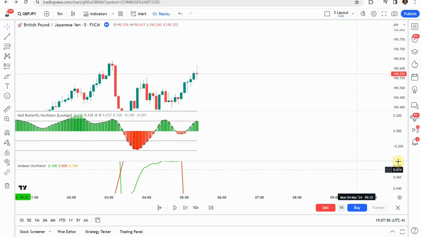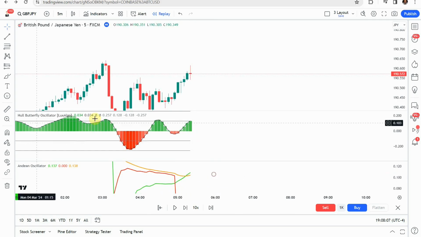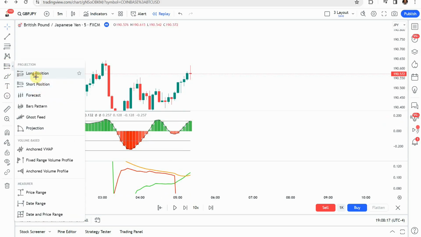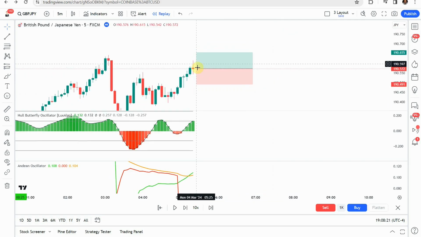But if I zoom in on this really tight, you can see that the green line has in fact crossed up above the orange, and the red is down below there. Then we are looking for that same Hull butterfly bar, the first one to cross up above that first line right here. And when those meet up there, that's going to be your signal into a long trade.